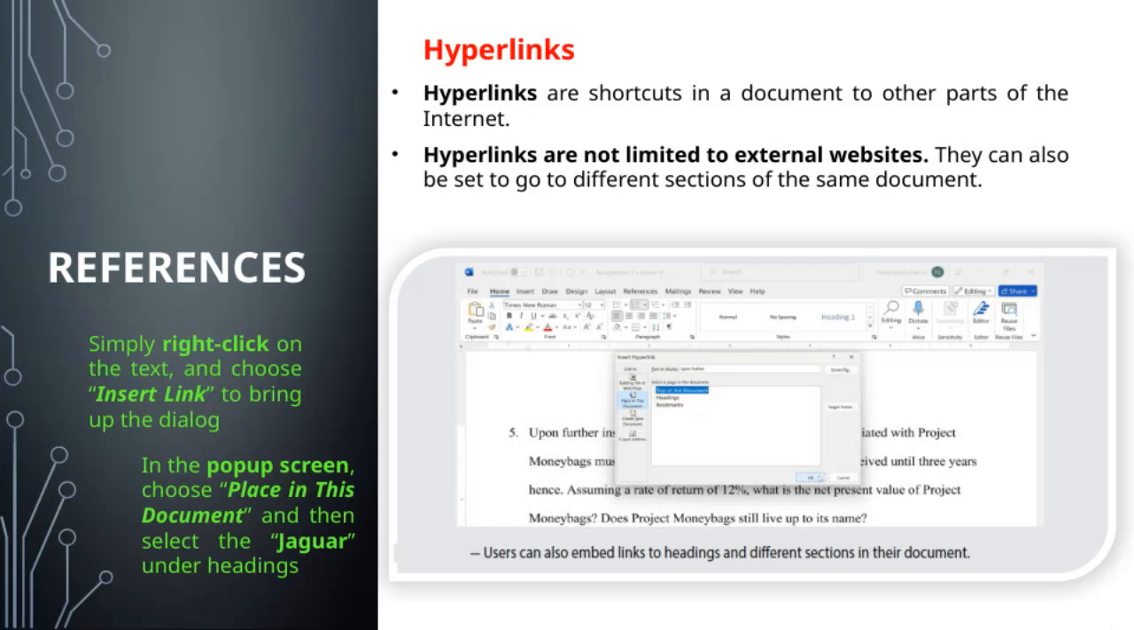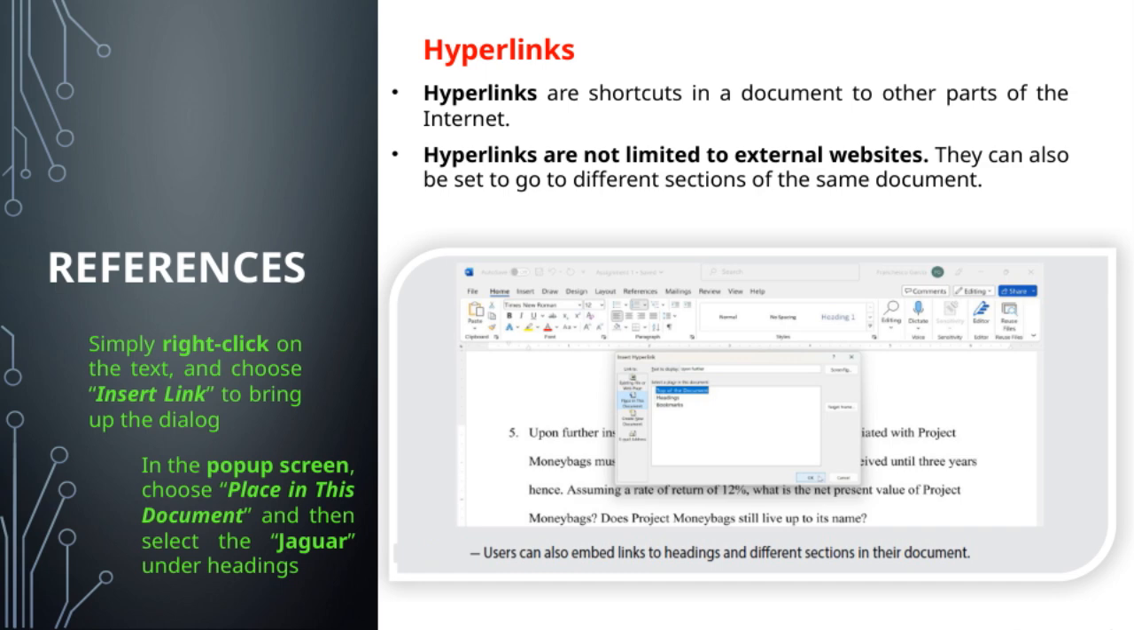Now, in the pop-up screen, you'll want to choose Place in this document, and then find and select the Jaguar heading. Simply right-click on the text where you want the link, and then pick Insert Link from the menu. This will bring up the dialog box. Remember, hyperlinks are essentially shortcuts within your document. They can take you to other parts of the same document or to external websites.